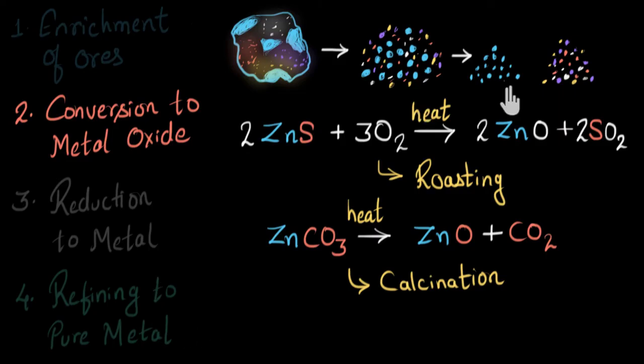So in the second step, we converted the metal compounds that were there in the form of sulfides or carbonates into oxides. And for this, we used roasting or calcination process. Now in future videos, we will see how we can remove the oxygen out of these metal oxides and reduce them to get metal out of them. And after we have got the metal, we will see how to refine those metals to get pure metal, 99.99% pure metal.